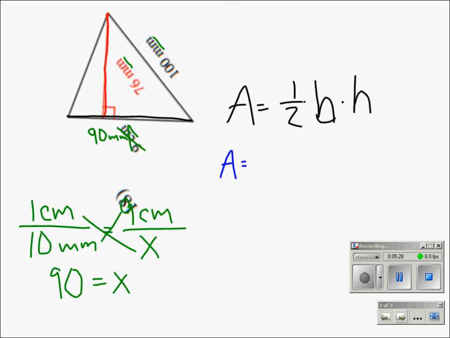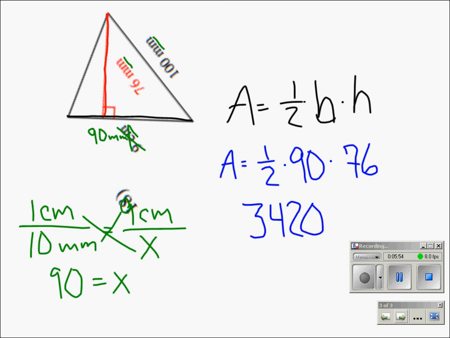We have the area equals 1/2 the base. Again, the base is whatever's perpendicular to the height, so that's our 90, times our height, which is 76. If there are no parentheses and no exponents, we can go through and multiply all those together. 1/2 times 90 is 45. 45 times 76 is 3,420, and the label we chose there was millimeters squared.